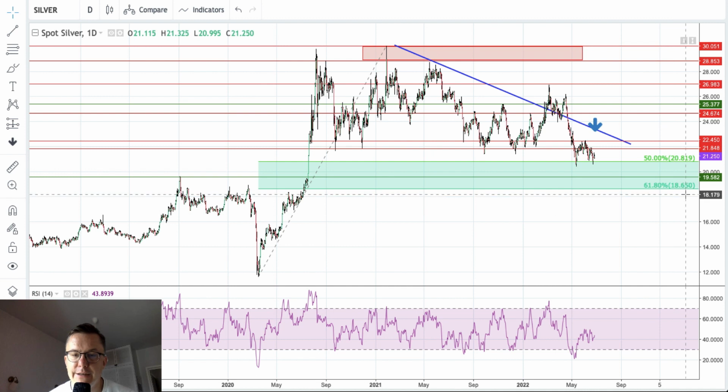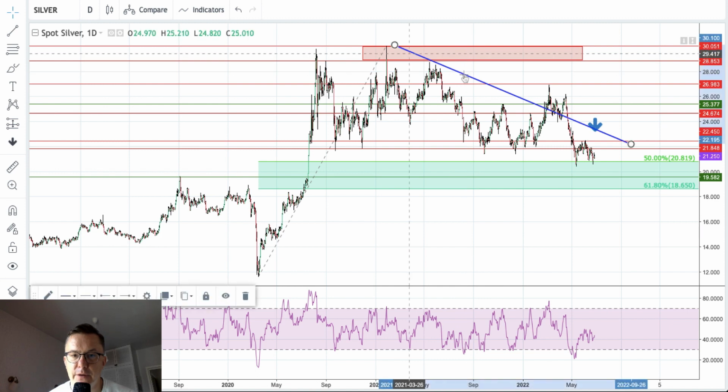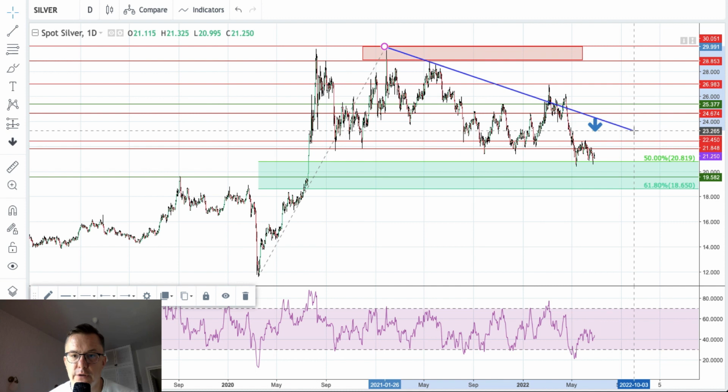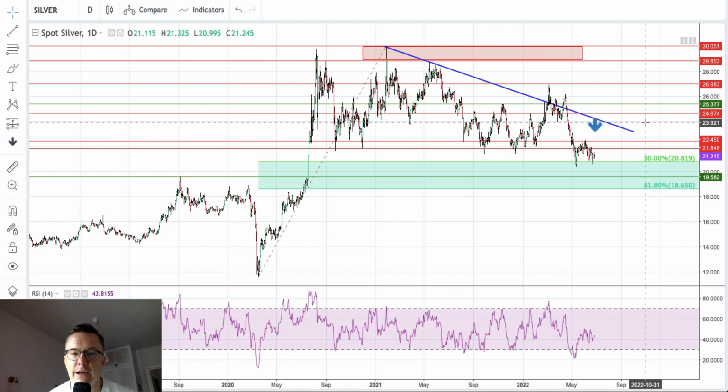61% of the Fibonacci retracement of the last wave up, 18.65. The outlook remains bearish. This blue trend line, let me just adjust the blue trend line. It's supposed to go just like this. So there you go. That's the outlook. This is our plan for the silver. We should see lower prices of silver if the 50% Fibonacci retracement won't hold for long.